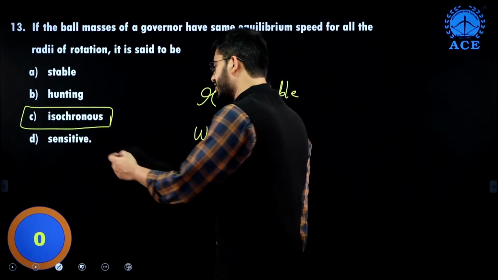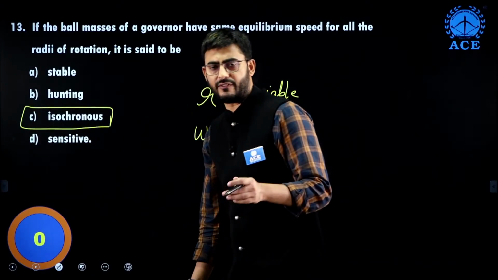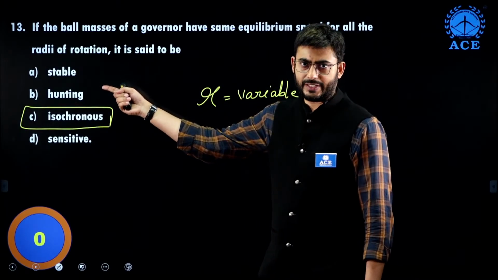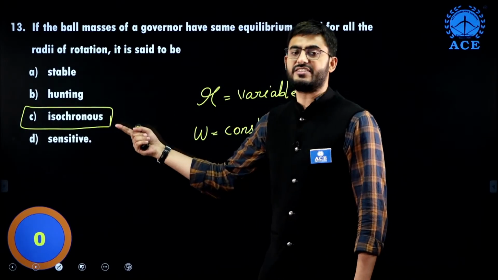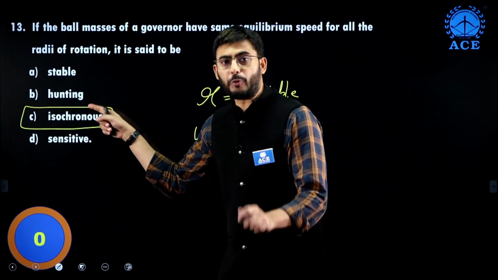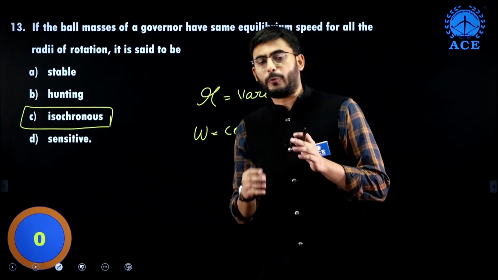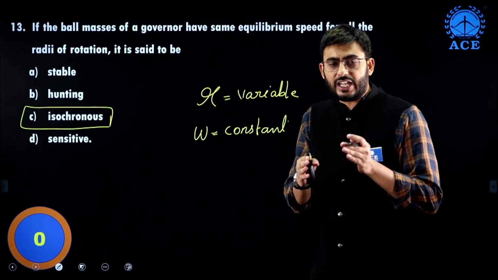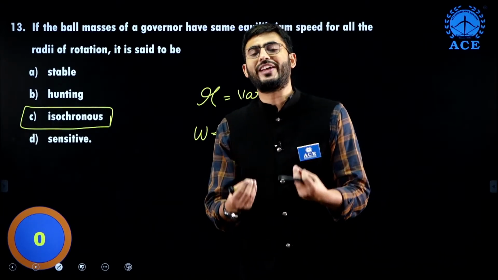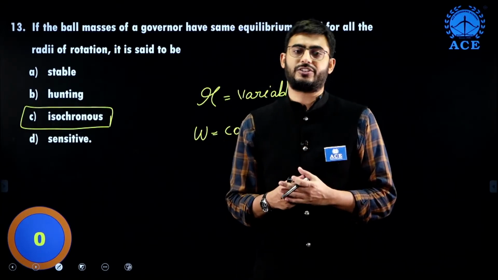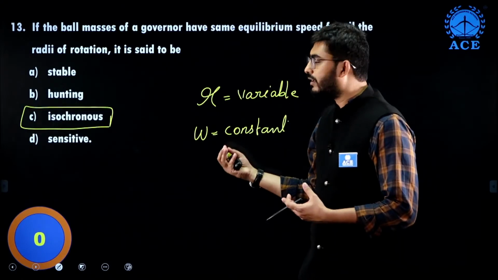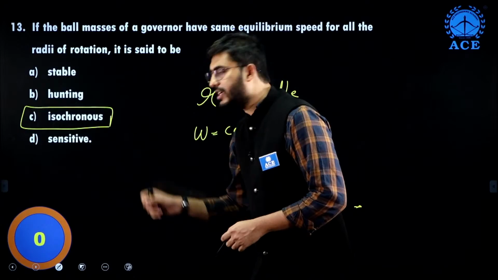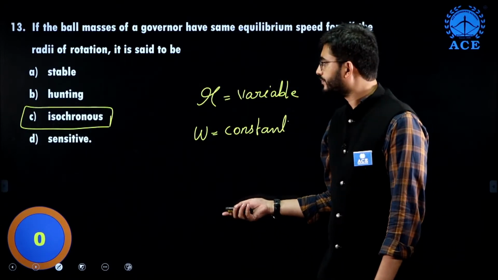Sensitive governor and highly sensitive governor are both different, but the sensitive governor can be stable, but a highly sensitive governor will be prone to hunting. Prone to hunting means that during hunting, the governor arms are going to experience violent oscillations, or that is when the governor is having resonance. So option C is the answer for this question.